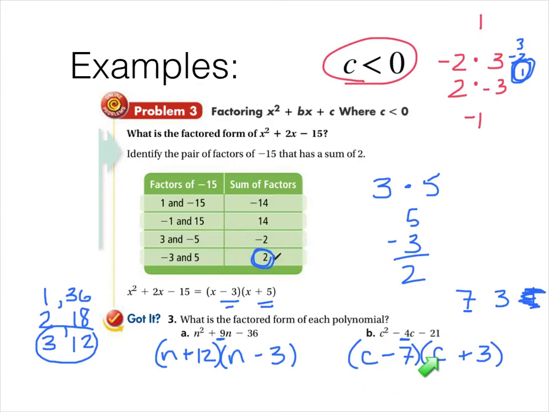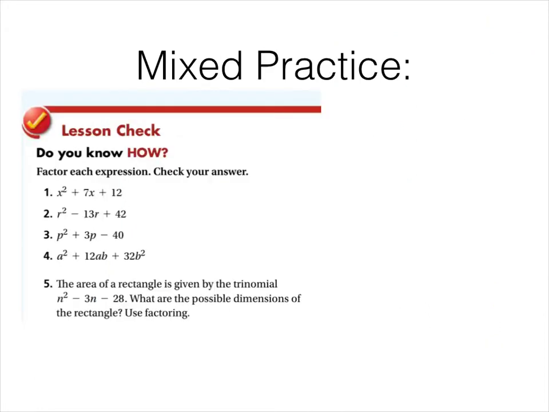Over here, c times c, c squared. C times plus 3, plus 3c. C times minus 7, minus 7c. Positive 3 and negative 7, negative 4. Negative 7 times 3, negative 21. Check. Onward. Okay, a little bit of mixed practice.